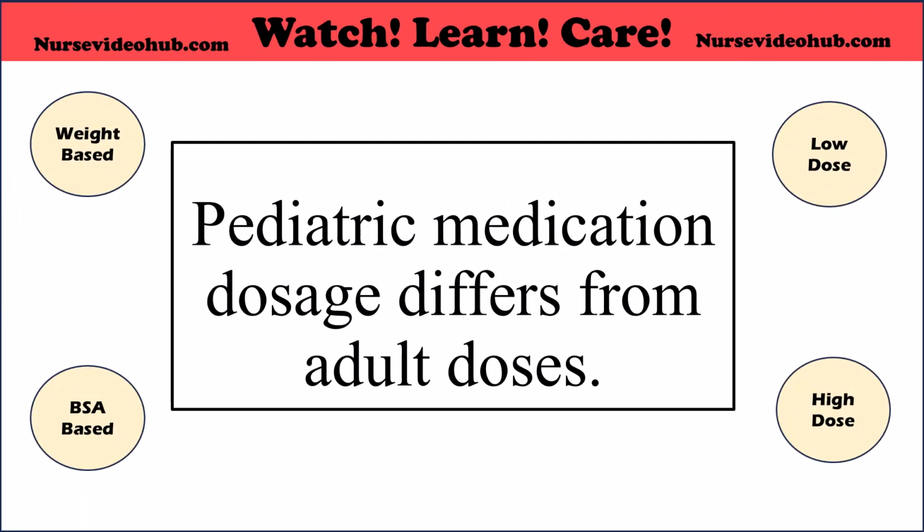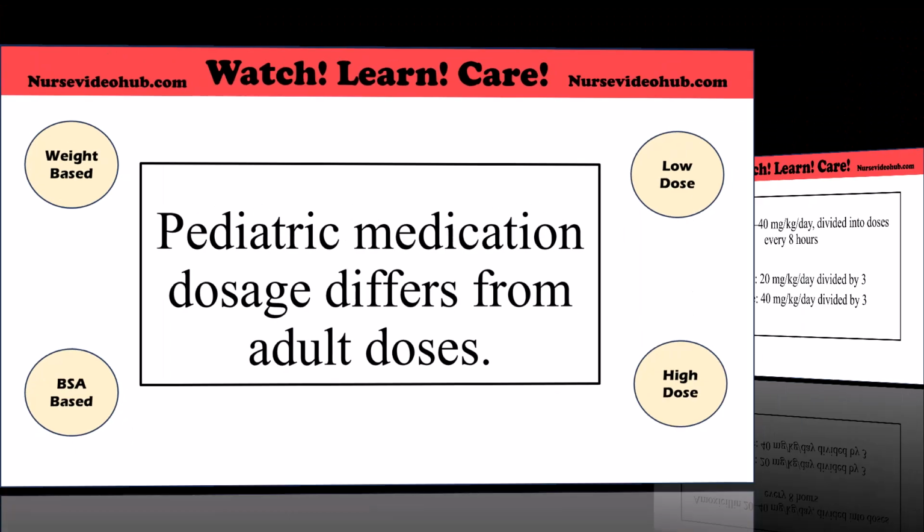Pediatric medication dosage differs from adult doses. First, pediatric medication dosing uses established safe and effective ranges. These ranges account for metabolism, body composition, and developmental differences. Every medication has a range. The minimum effective dose is the smallest dose likely to achieve the desired therapeutic effect. The maximum safe dose is the upper limit before the risk of toxicity or side effects increases.